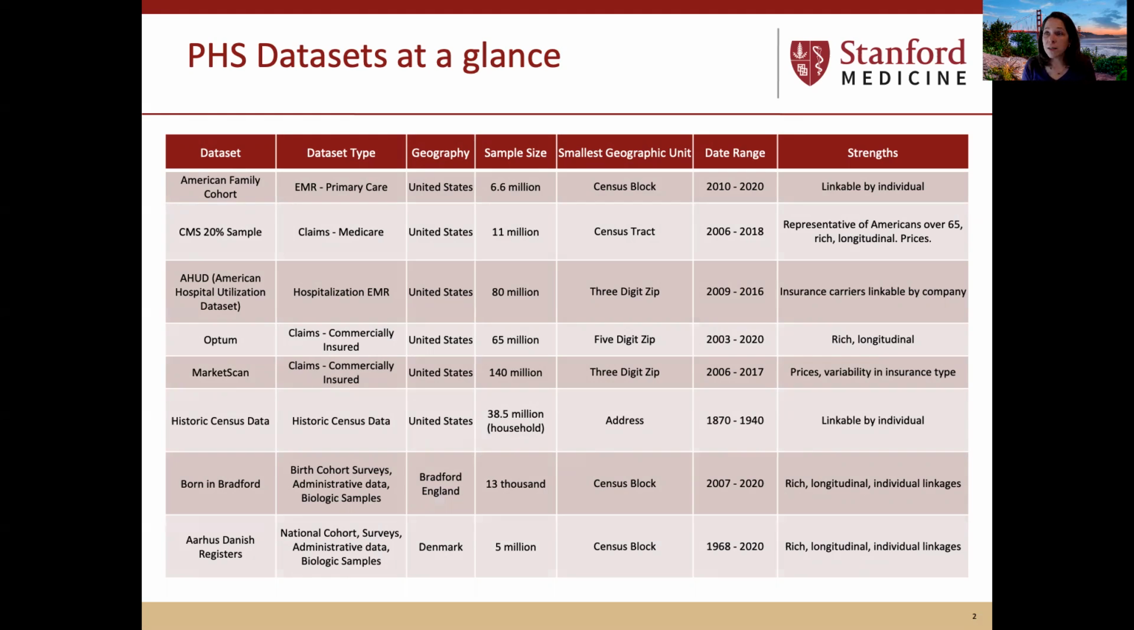We have historic census data with individual information through 1940. So if you're studying older Americans, this is a very good data set if you want historic data on where they lived and things like that.